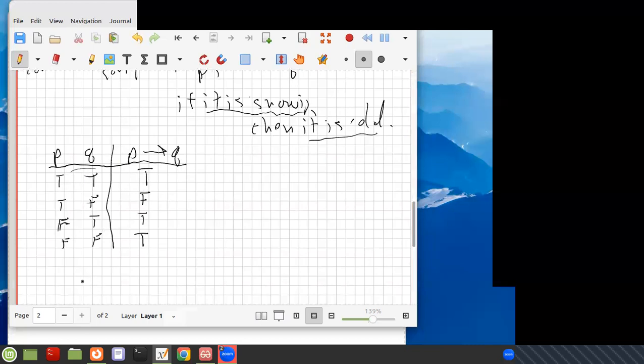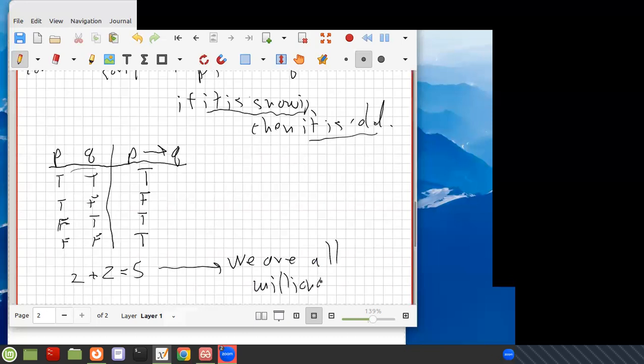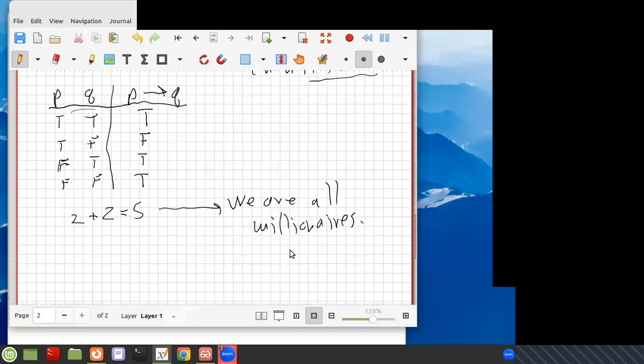For example, let's say we have this proposition: 2 plus 2 equals 5, right arrow. Let's see, what can we say here? We could say we are all millionaires. Okay, now is this statement true or false? What do you think? I want you to choose a value. Think about this and choose a value for this claim, that if 2 plus 2 equals 5, then we are all millionaires. Is that true or false? And then I'll tell you what I think. So raise your Zoom hand when you're finished with this.